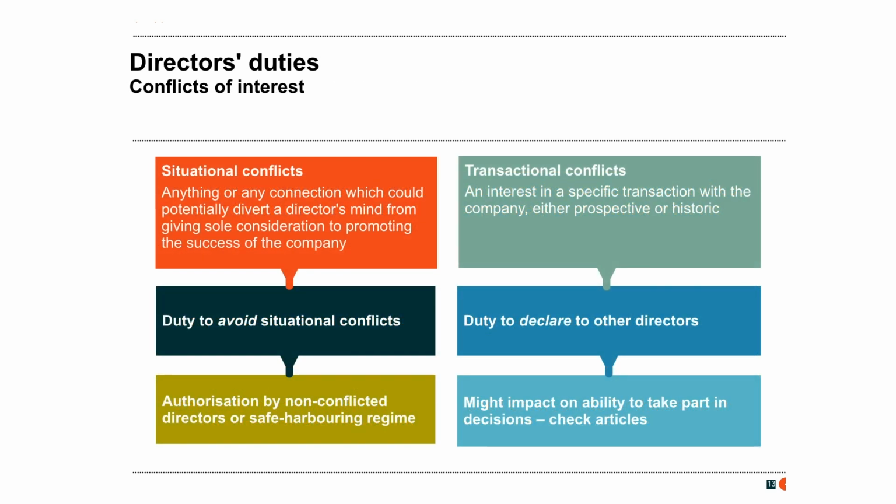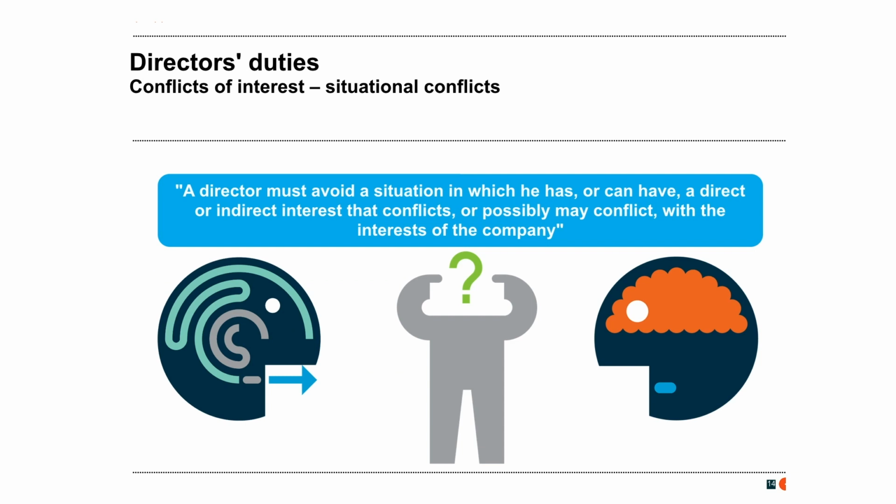Different rules apply to each type of conflict. Broadly speaking, directors are under a duty to avoid situational conflicts, unless a relevant exception applies, and a duty to declare transactional conflicts to the other directors. Looking at the first type of conflict, what type of situations would be caught? The legal definition in the Companies Act is extremely broad, and so a good rule of thumb is to think of a situational conflict as any circumstance which could potentially divert a director's mind from giving sole consideration to promoting the success of the company. Directors should disclose any potential conflicts to the board as soon as they arise.